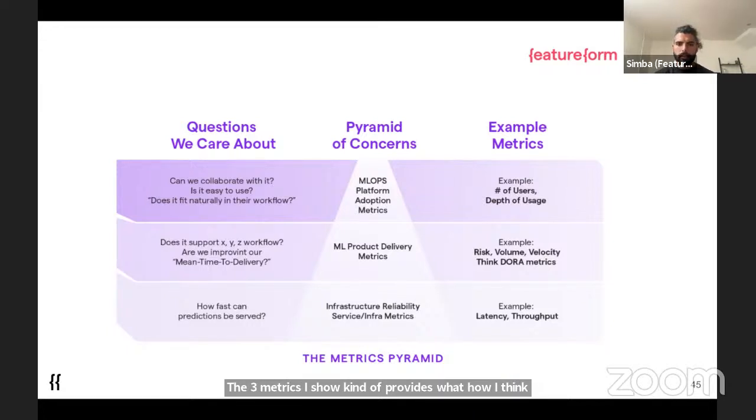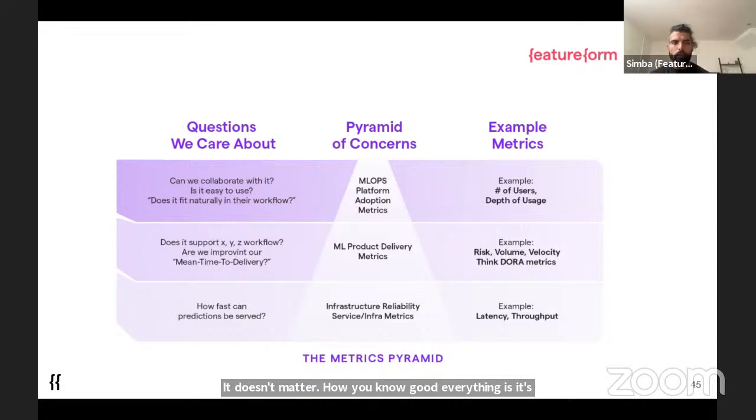a pyramid. At the lowest layer, there are the basic infrastructure metrics. Can I handle the amount of data I have? Can I serve it at the latency I need it to be served? Does it stay up? If your MLOps platform is going down all the time, it doesn't matter how good everything is. It's just not usable. So the lowest layer is just the basics.